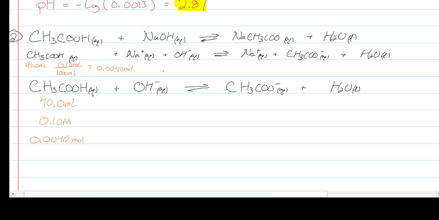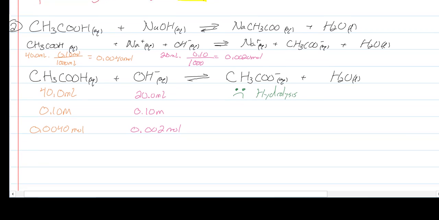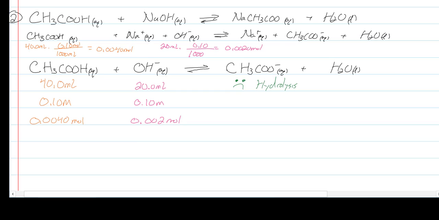Hydroxide, sodium hydroxide, I have 20 milliliters, 0.10 molar, and the same thing, 20 times 0.10 over 1,000, 0.0020 moles. Now there's a big difference in this one, and I'm going to draw it as a sad face because it's hydrolysis. And that's going to complicate things soon. Also, there is a new volume here. So we're taking our 40 milliliters plus our 20 milliliters, 60 milliliters. All right, ice table.